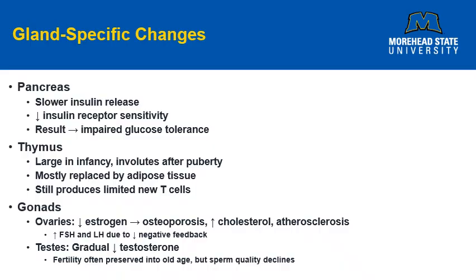This can all contribute to fertility often being lost as old age occurs. Sperm quality starts to decline, and in females, the lower estrogen and hormone levels impact the ability for fertilization and embedding into the cervix, as well as labor issues. So as these glands change as we age, it can lead to some pretty dramatic changes within our body.